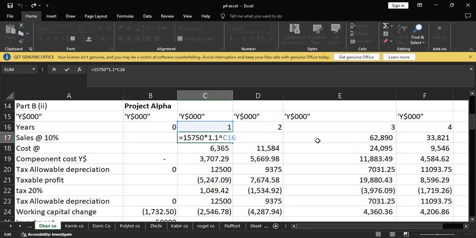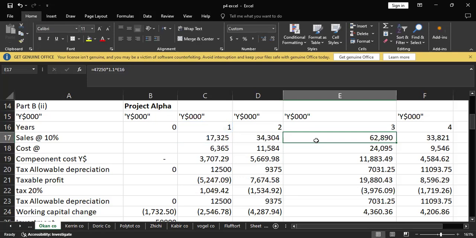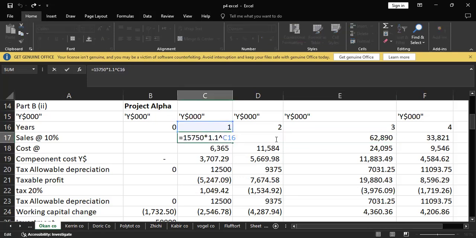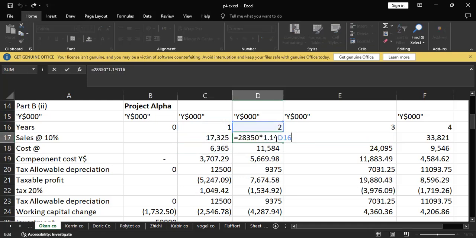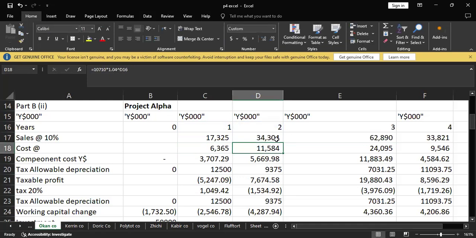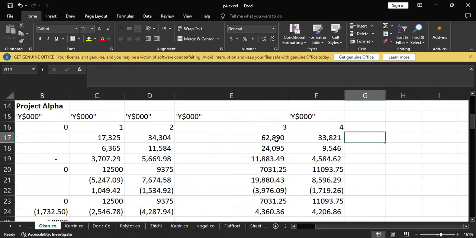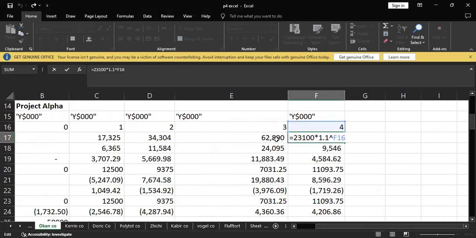Tell me, guys. Yes. So what we are doing? We are applying the inflation. Then for the second year, this 28350 was given, and again we are inflating it. In the same way, we are inflating it up to the last year because the inflation rate was already given as 10%.